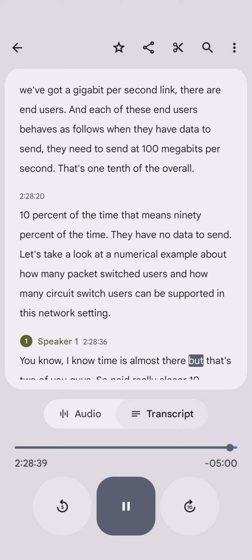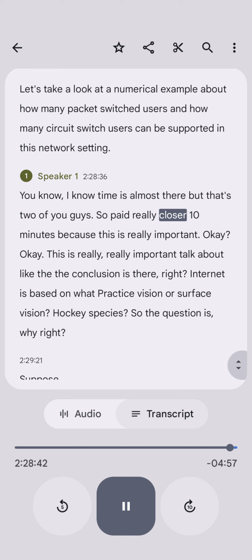I know time is almost up, but I still want you to pay really close attention to this because it is very important. The conclusion is there, right? The Internet is based on what? Packet switching or circuit switching? Packet switching. So the question is why? Here are the answers. Make sense? Next one.